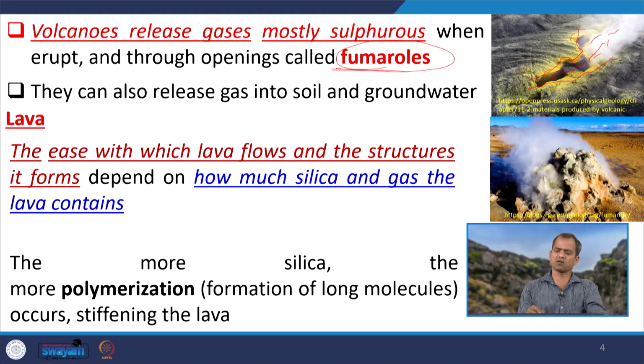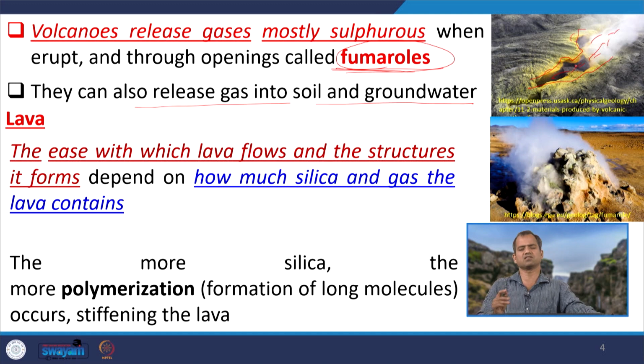So, these are the fumaroles where the gaseous material is coming out through fractures and vents, and they also release gas into the soil and groundwater. So, this gas is inserted within the soil and the groundwater. There is a chemical reaction inside, and sometimes this is responsible for mineral deposits.